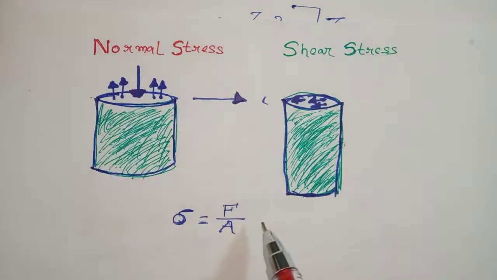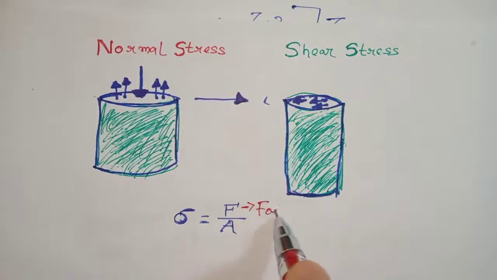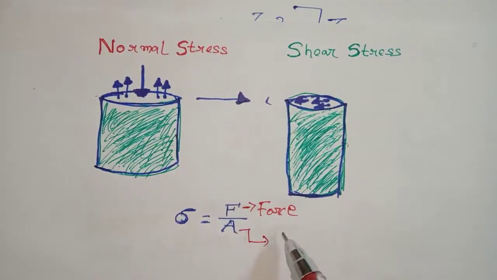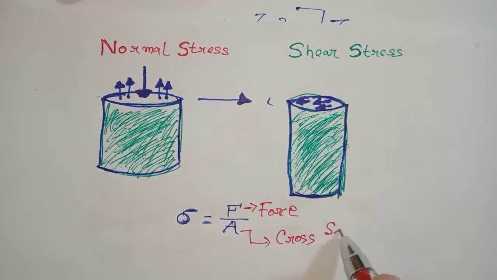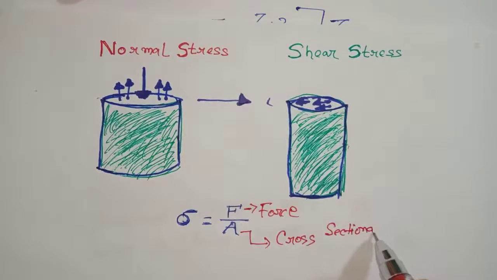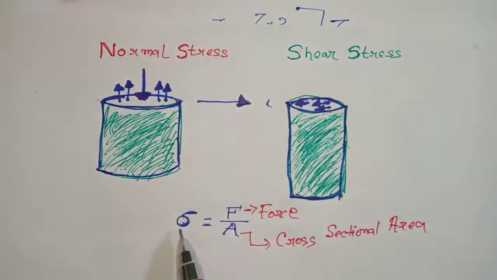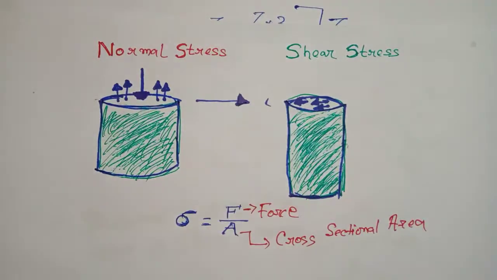So this is basically the force. This is the force, and this is the cross-sectional area. And this is denoted by small sigma: force, F, over A, the cross-sectional area. So this is the force, this is perpendicular, and this is parallel, right?